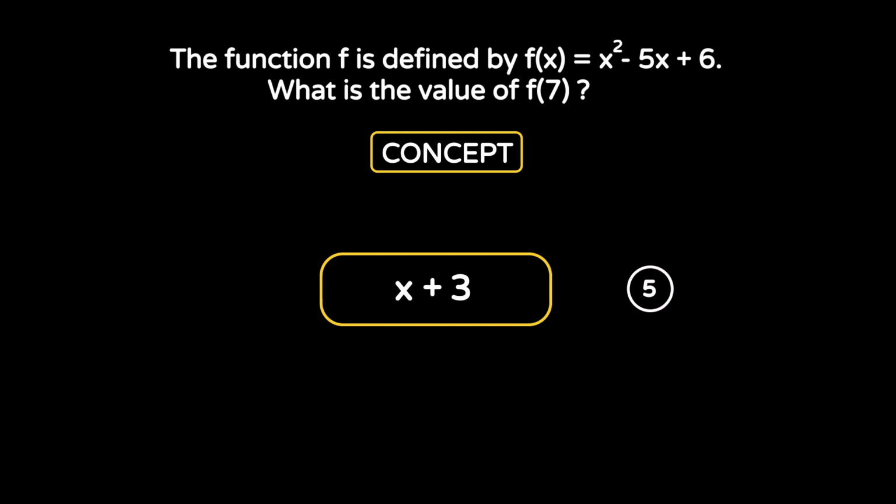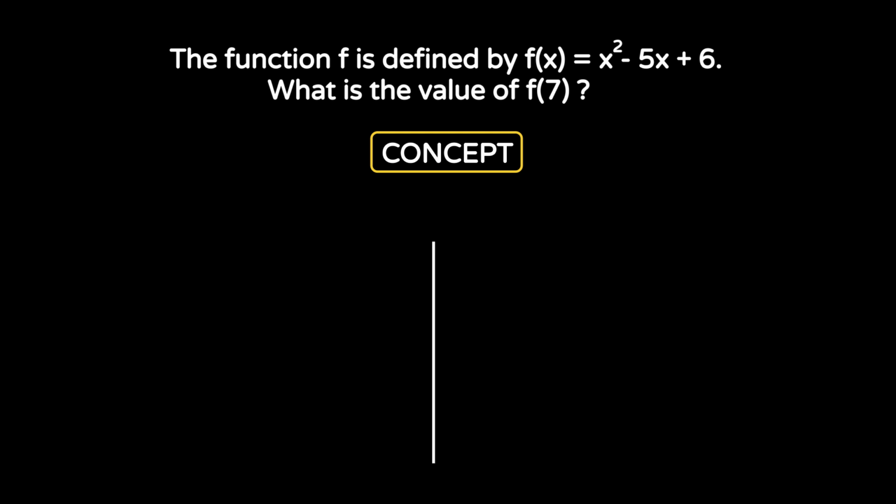Our output is 5. If x equals 15, plug in 15. 15 plus 3 is 18. The output is 18. And if x equals 100, then 100 plus 3 is 103. So the output is 103.